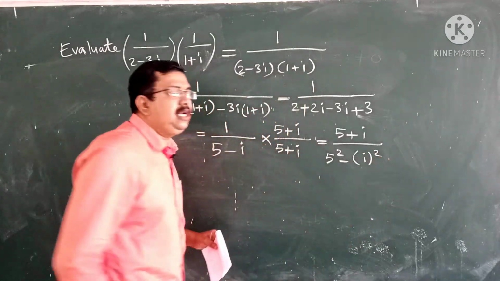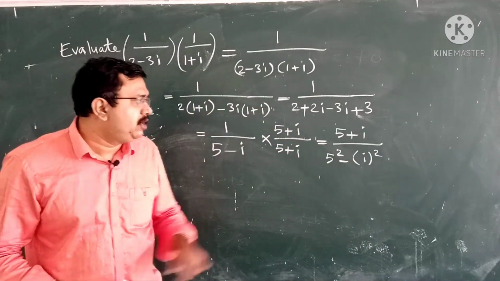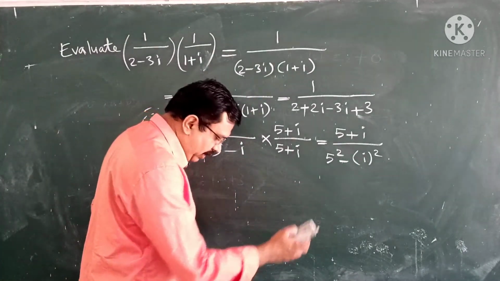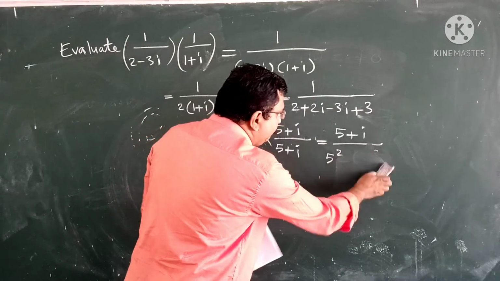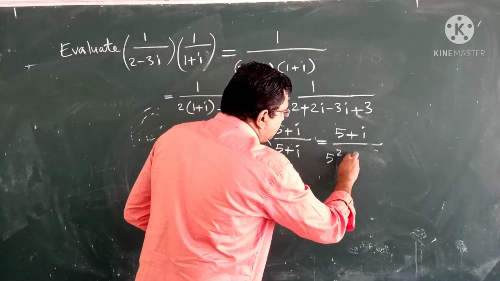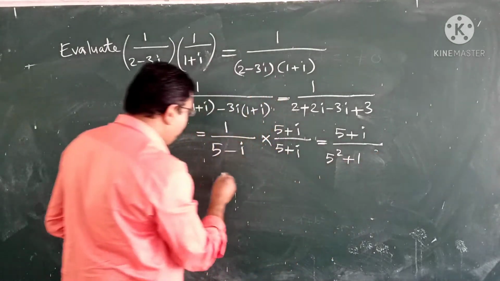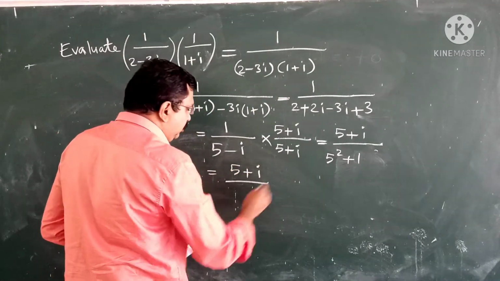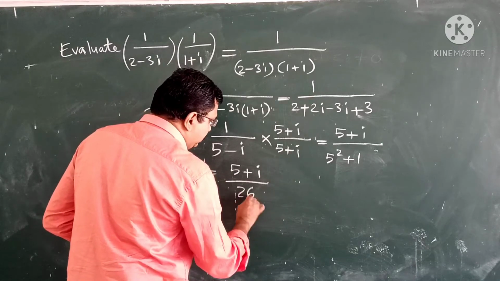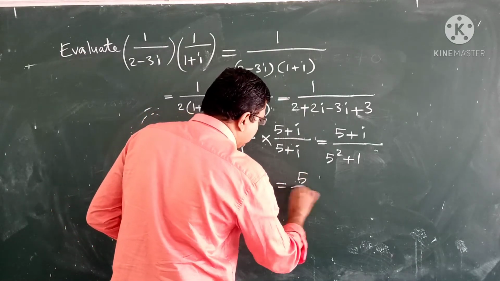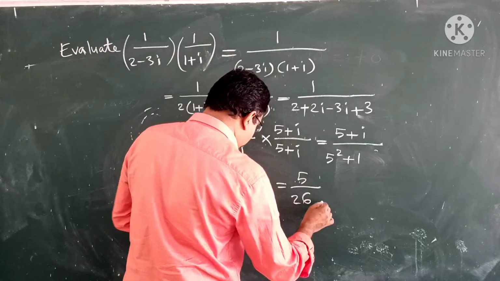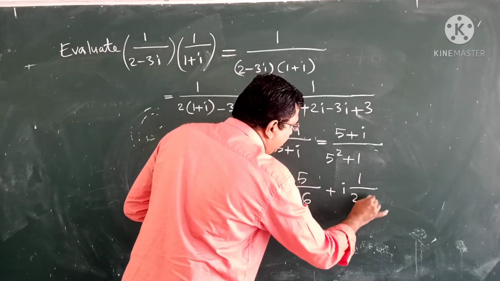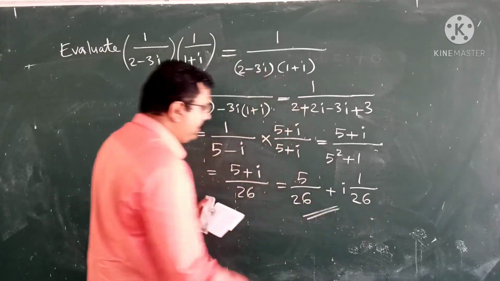What is i square? i square is minus 1. Minus 1 into minus will become plus 1. So 5 square plus 1, that is equal to (5 plus i) divided by 25 plus 1, that is 26. Therefore, the final answer is 5 by 26 plus i into 1 by 26. This is our final answer.